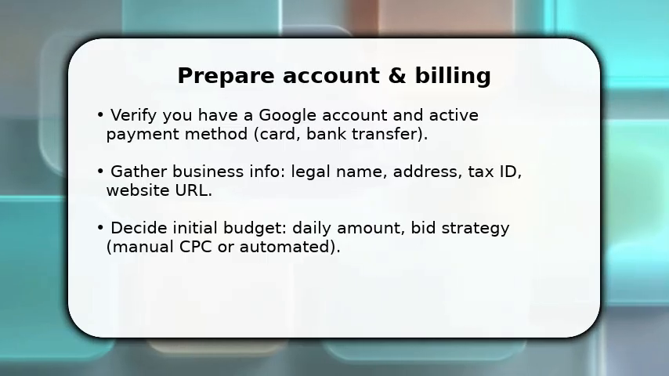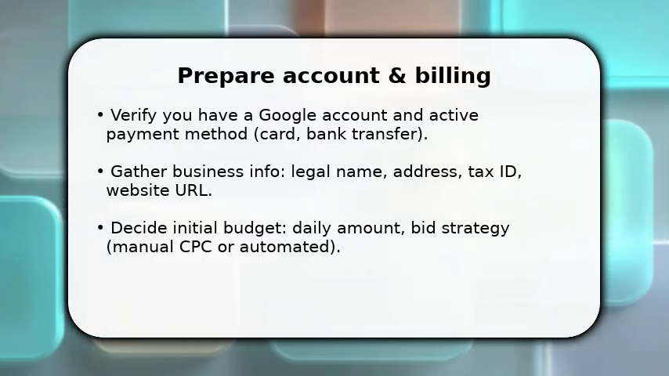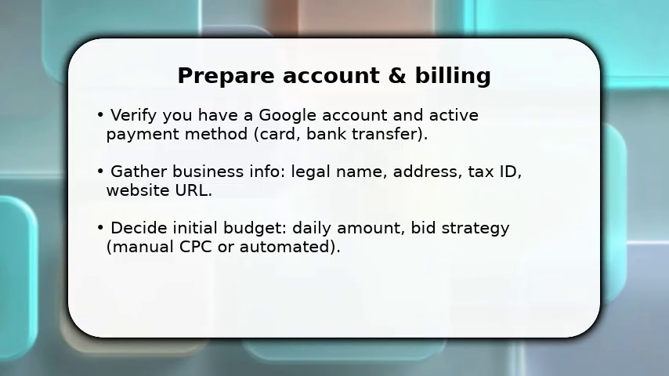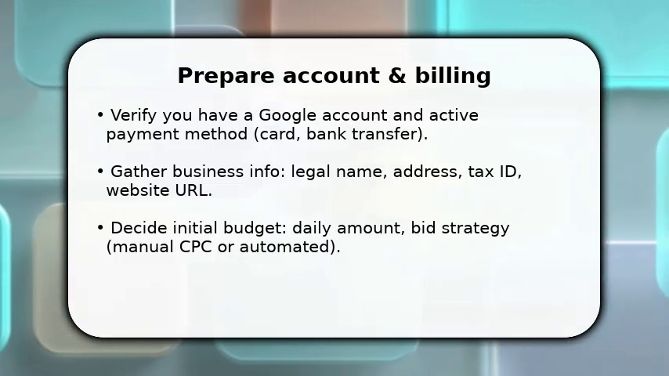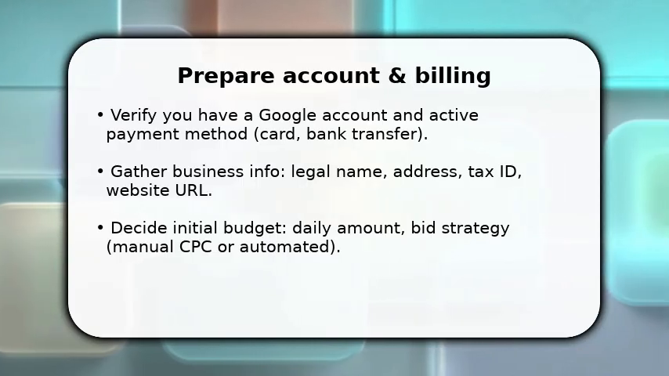You start by confirming prerequisites, a Google account and a valid payment method so ads can run immediately. Once done, add your business details and link the website. This ensures ad destination and verification are correct.